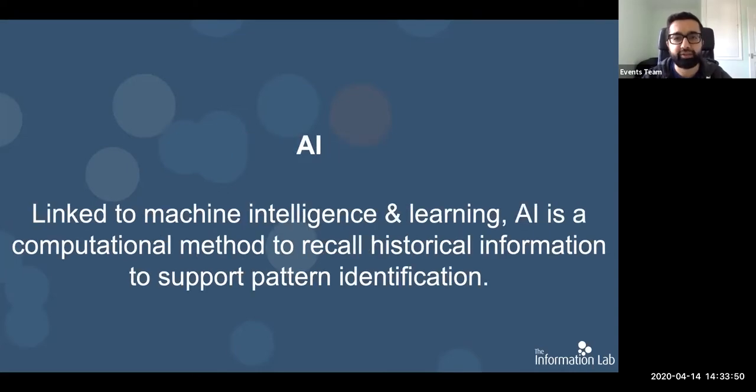And AI is a bit more difficult, because with the term AI, you often get machine learning and machine intelligence and other buzzwords popping in there. So what I'm going to really focus on is, while it's linked to machine intelligence and learning, it's a computational method to record historical information to support pattern identification.